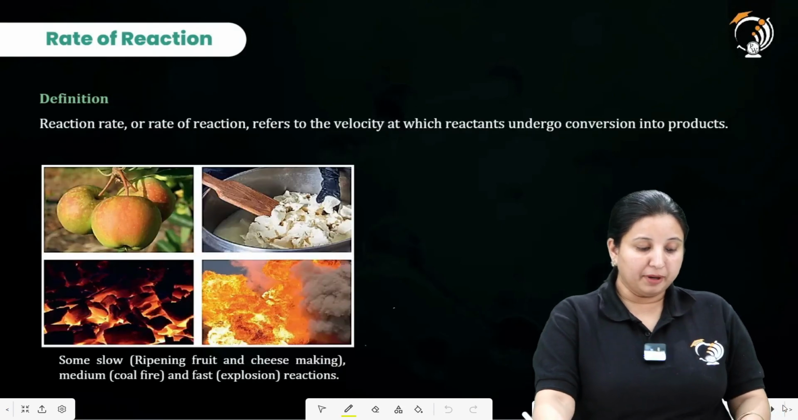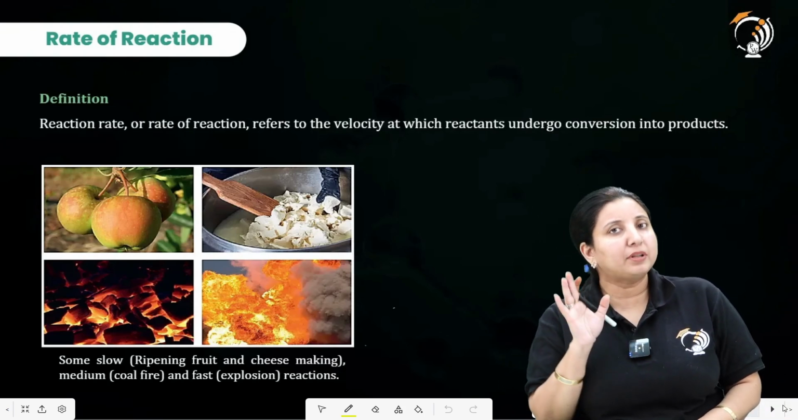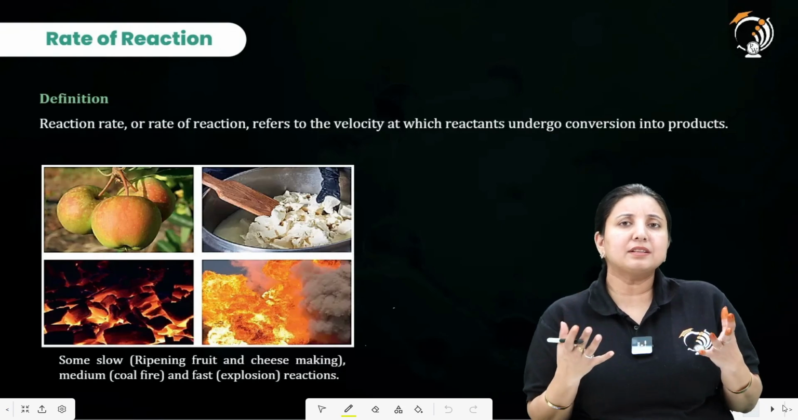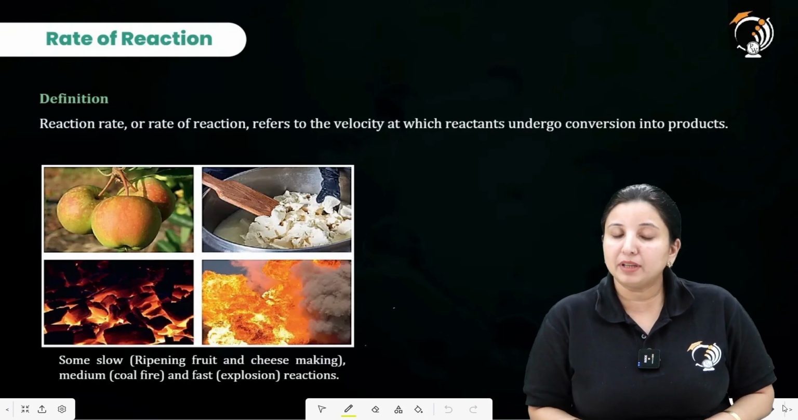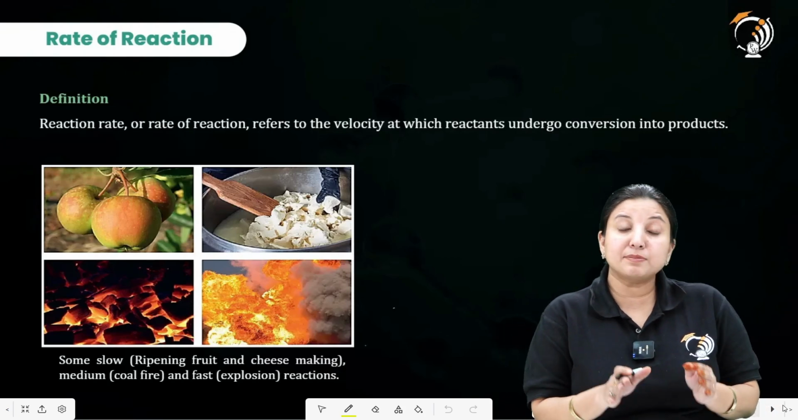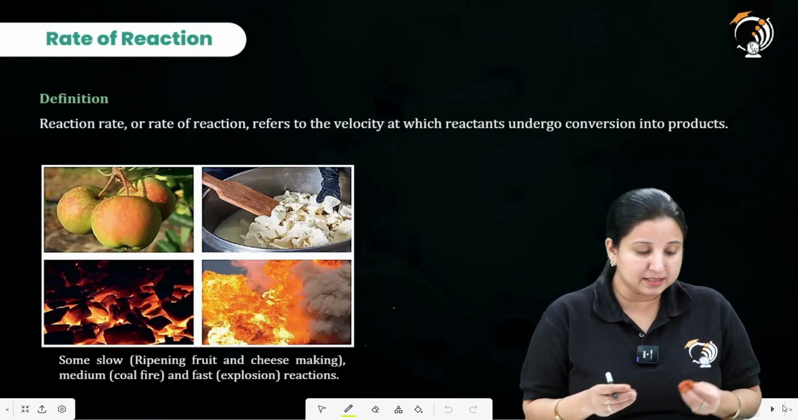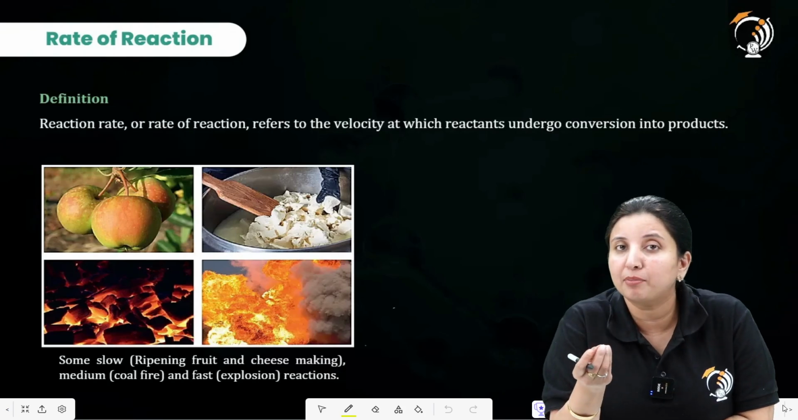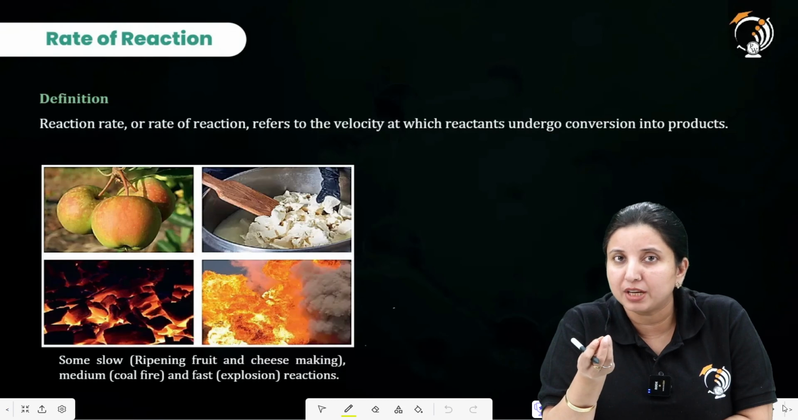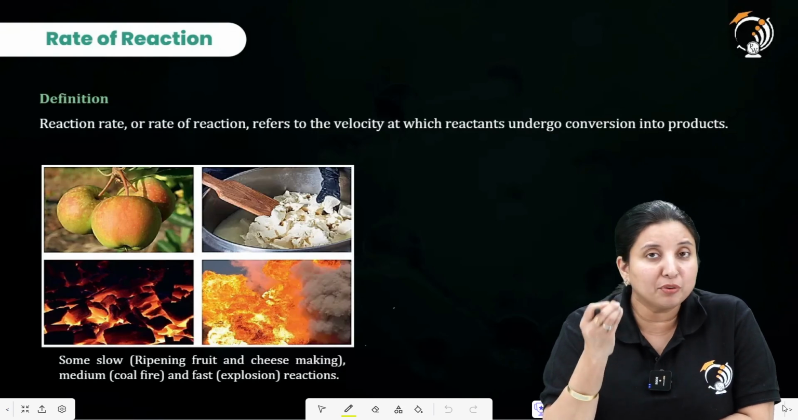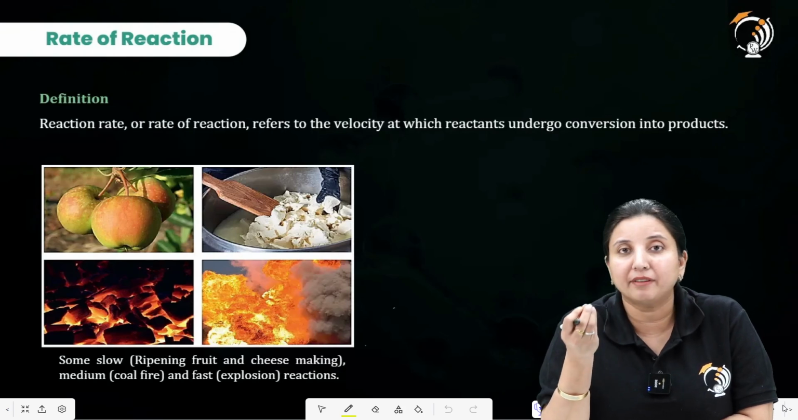So, coming to the rate of reaction. Before that, let's talk about kinetics. What is the need for studying chemical kinetics? Chemical kinetics provides evidence about the mechanism of a chemical process, that is, how fast or how slow the reaction is going to take place. So here we are going to study the mechanisms and evidence of a particular chemical reaction.